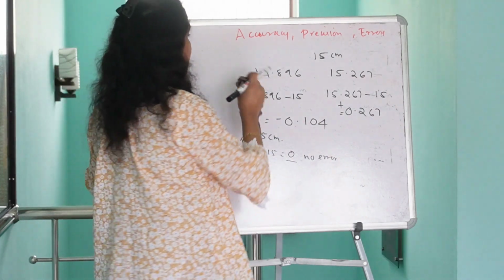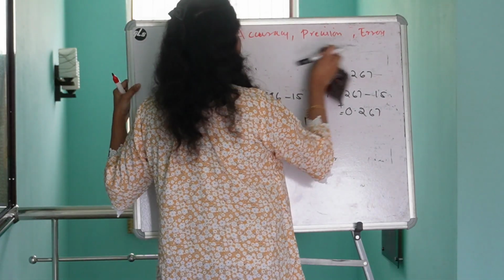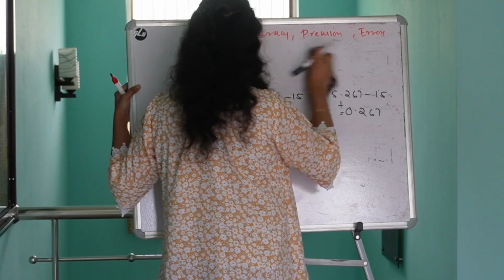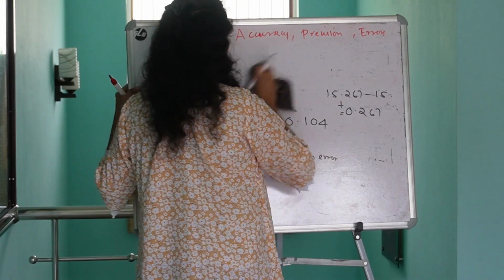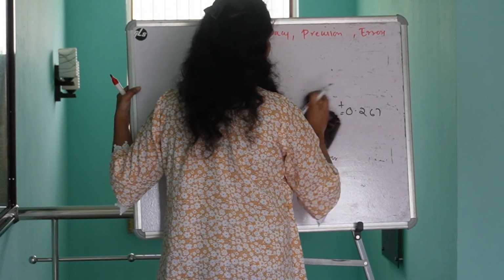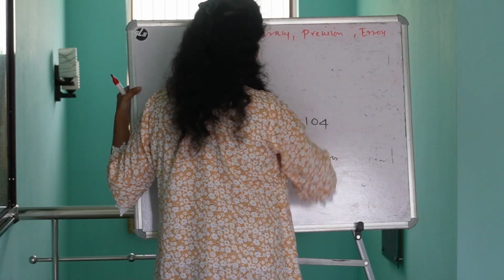Let's discuss some simple example problems on accuracy, precision and error. After that, let's move on to the next topic, that is types of error.